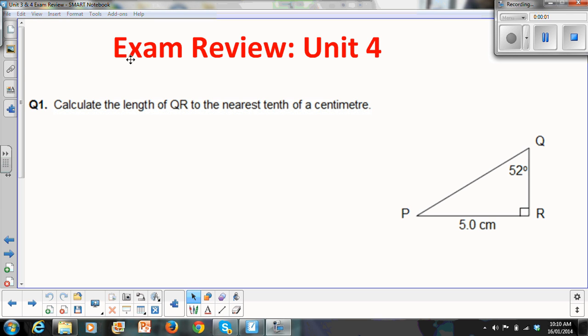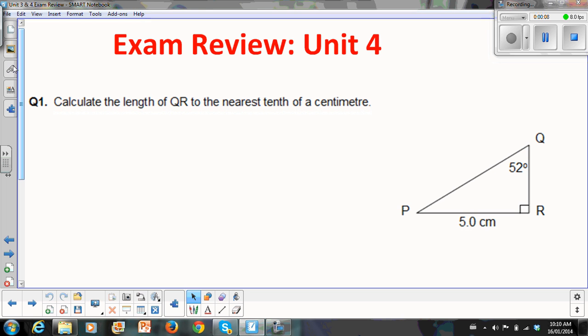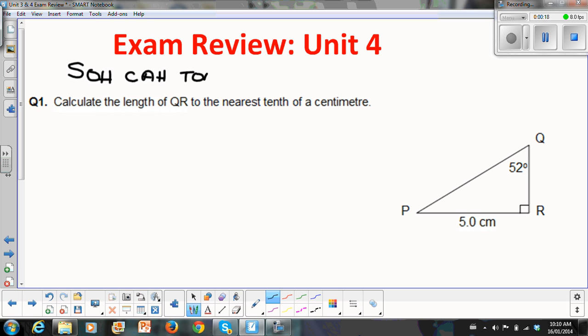We are now starting the Unit 4 exam review, which is on trigonometry. We're going to start with SOHCAHTOA. So we might want to write it out on the top to remind ourselves what it is for. We use it to solve right triangles only. So here's an example where SOHCAHTOA can be used.